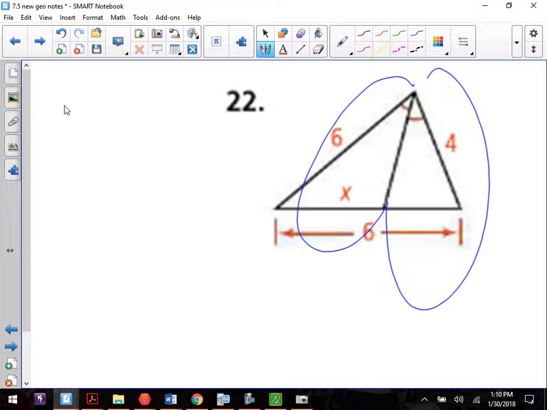You're going out and coming back in. X over 6. If this whole thing is 6, this much is x, what's left for here? Very good.